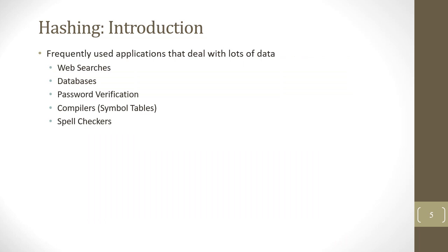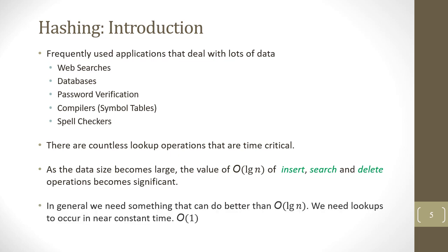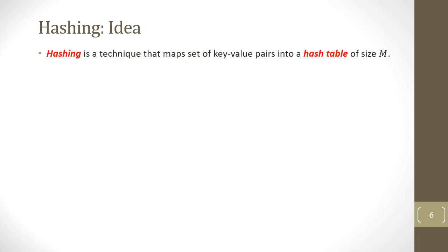Frequently used applications today deal with a lot of data, and there are countless lookup operations that are time critical. As we have seen in the last slide, the best we can do for insert, search, and delete is log n. So as the data becomes large, this log n operation becomes significant. In general, we need something that can do better than log n. So we need lookups to occur in near constant time. The solution to this is hashing.